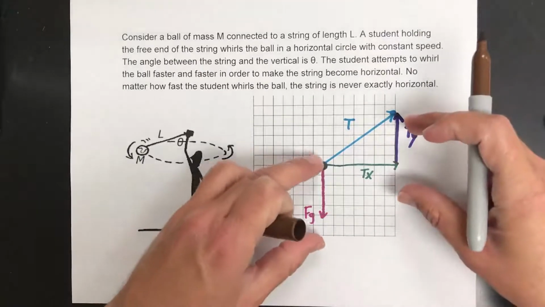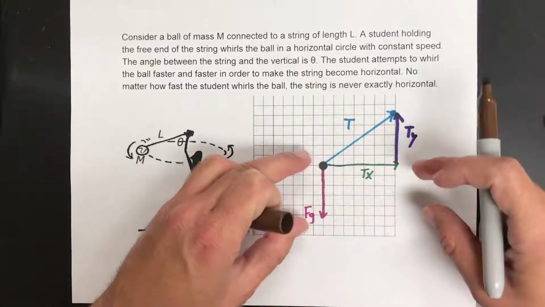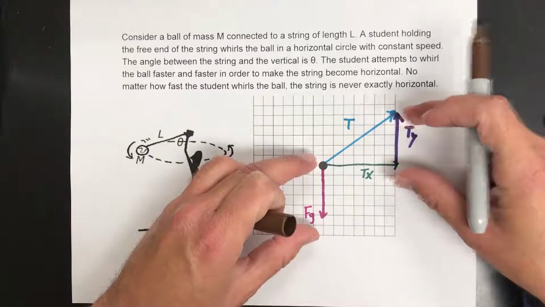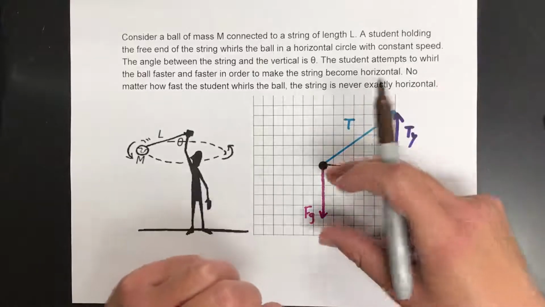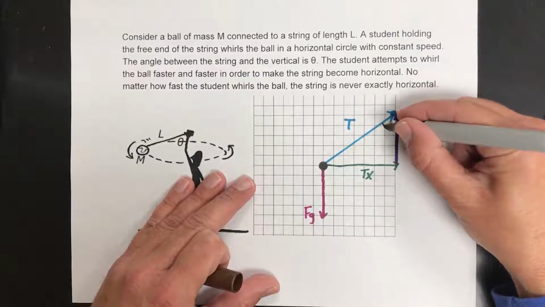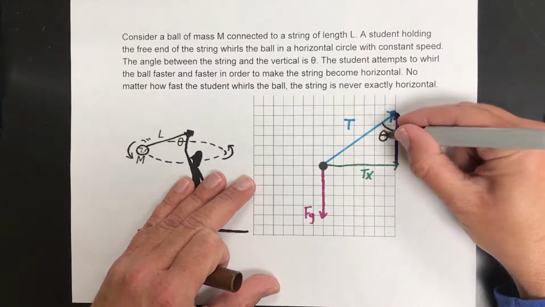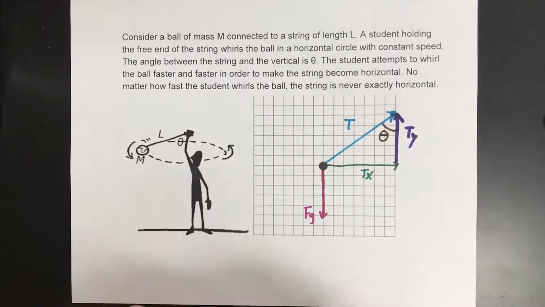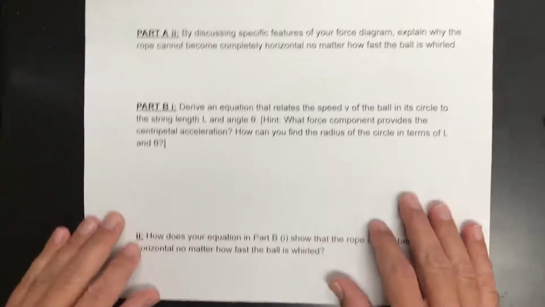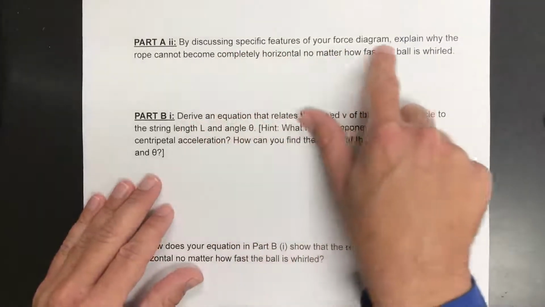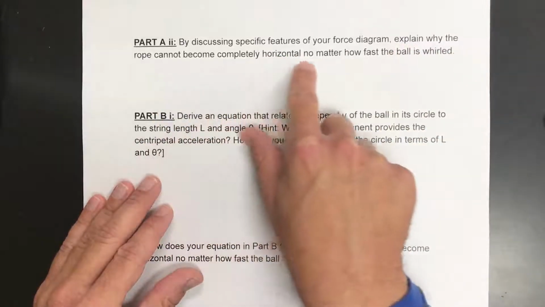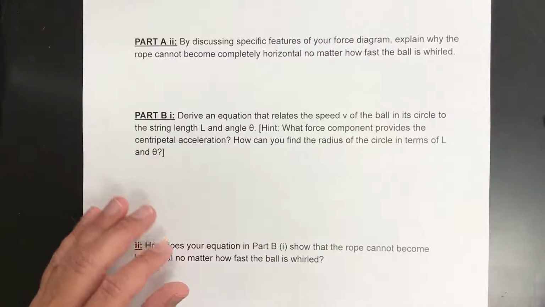So that's how I know even from the beginning that tension's got to be bigger than the force of gravity, because a component of the tension is equal to gravity there. By the way, this angle right here is what they're calling theta. So let's look at this part right here, part A, double I. They say, by discussing the specific features of your diagram, explain why the rope cannot be completely horizontal no matter how fast the ball is whirled.